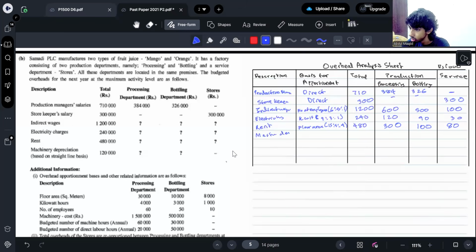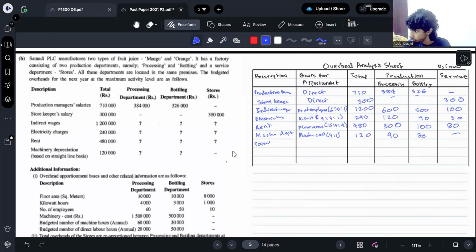Machine depreciation, you can divide it based on the machine cost. Machine cost, 1,500 and 500, that will be 3:1. 3:1, 120. So there is no machine in store. So 120 divided by 4 into 3, 90, and here 30. So you can total it then.